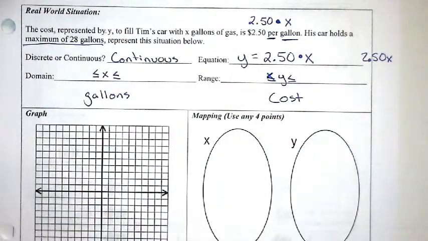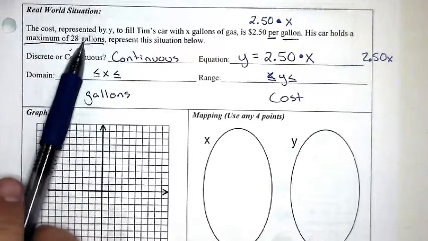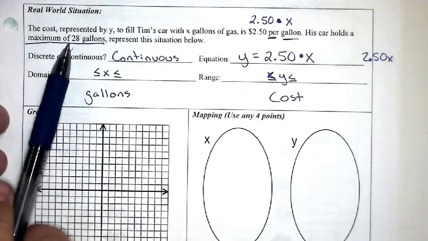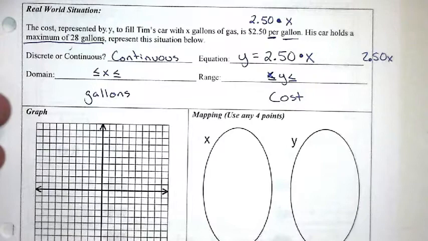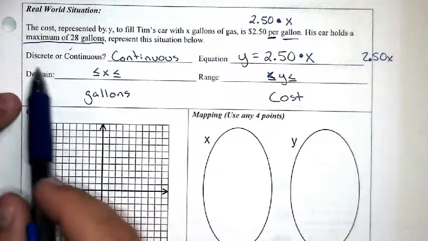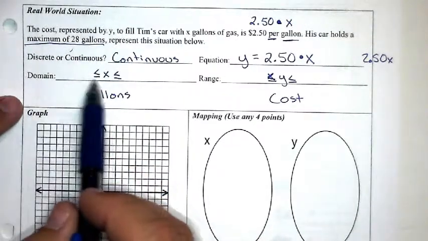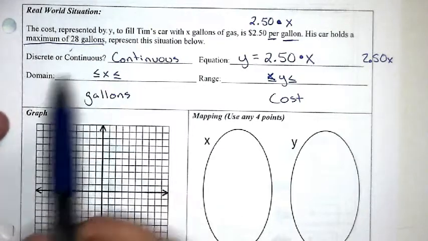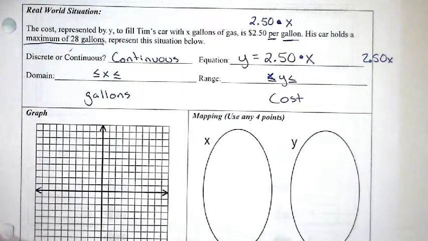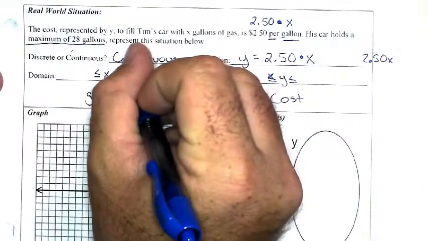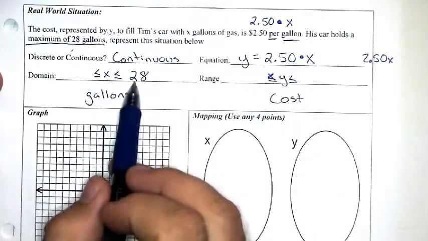Now, I told you that the maximum number of gallons that can fit in the tank is how much? 28 gallons is the most. So looking at my domain, because that's gallons, what side do you think 28 will go on? The left or the right? Raise your hand if you say the left. Raise your hand if you say the right. Raise your hand if you're afraid to raise your hand. There it is, okay? It will go on the right because that's the biggest number.